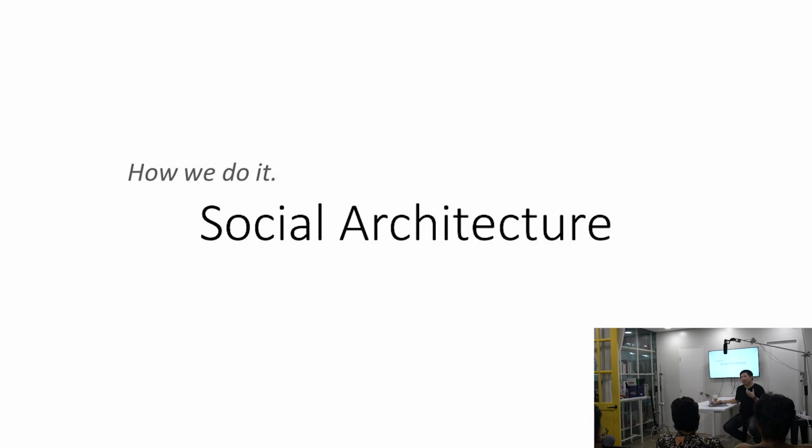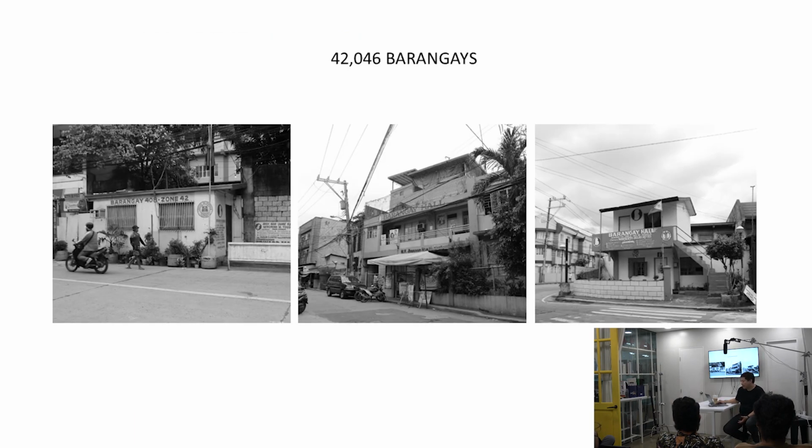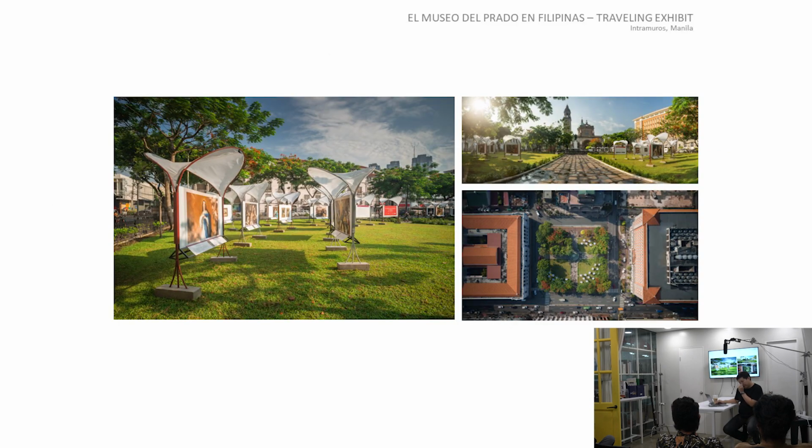And so we always talk about social architecture. And the three principles we talk about, one is social intimacy. We want to make spaces that are hyper-local, that are convenient. And this largely stems from the influence of our barangays, which are everywhere in our country, and chapels and parishes in the whole country also. So the two biggest institutions in our country have learned that to be able to reach out or connect to the people, they have to be everywhere. Right? And so what we propose is we should also reimagine our institutions this way.